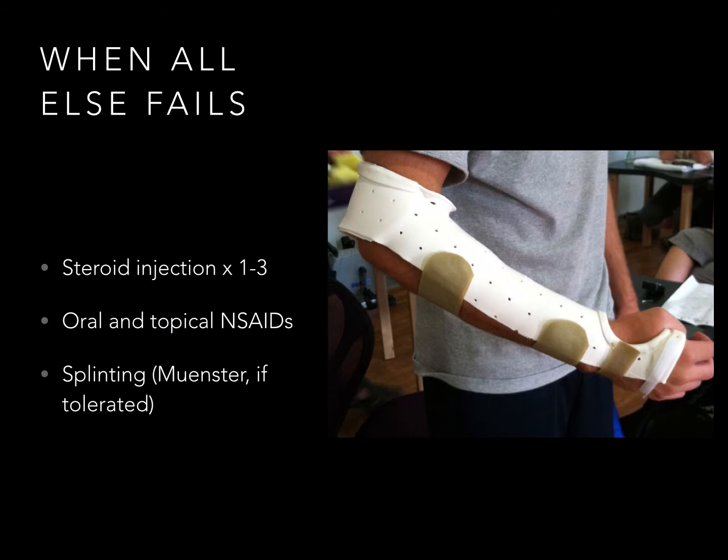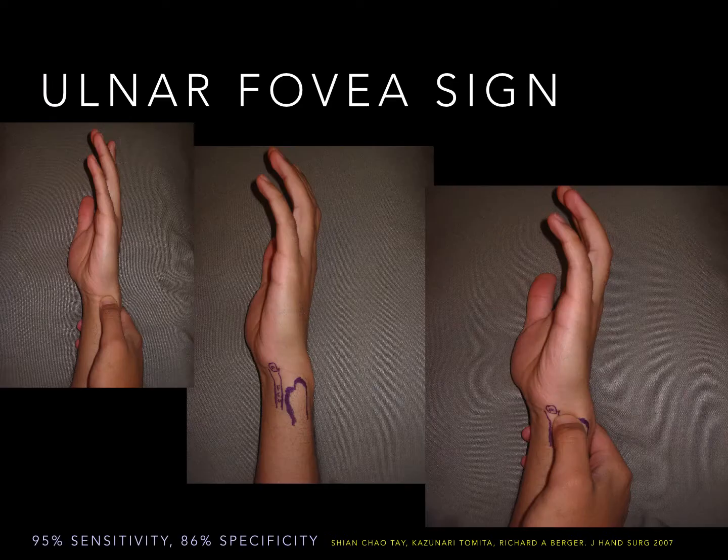So I've done a few steroid injections. They've had NSAIDs by mouth and topically. I've put them in a Munster splint, and when they still fail that, and they have a positive ulnar fovea sign, Dick Berger taught us this, that it's very high sensitivity and specificity for a UT ligament split tear. Pain up in the ulnar fovea when you push in and up towards the carpus. Those patients often get an MRI, and in concert with all those other findings, the test can be pretty sensitive for something you can fix.